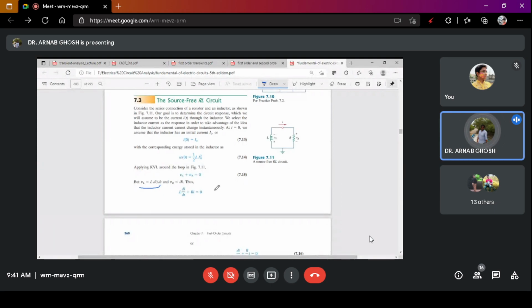Is this visible? Please note it down, everybody, that this is the formula for the energy stored in the inductor, and that is equal to half multiplied by L into I0 square.